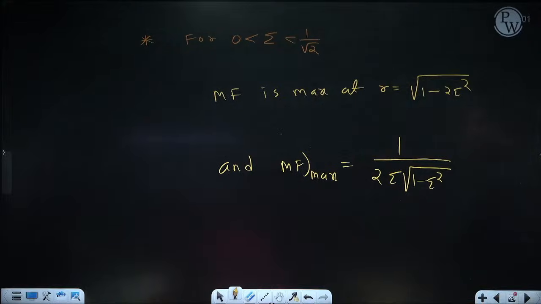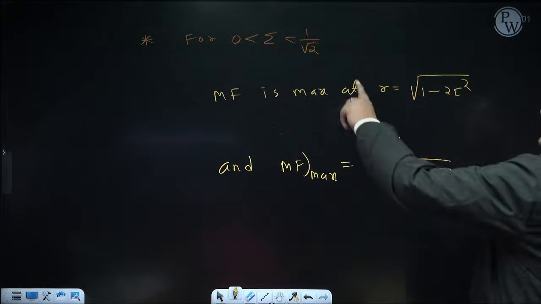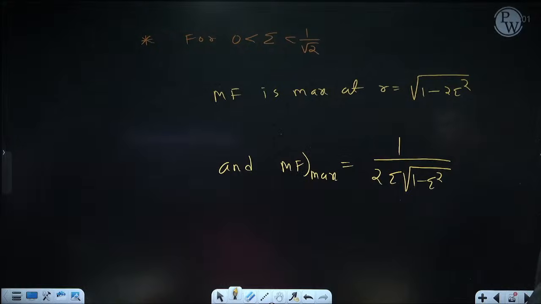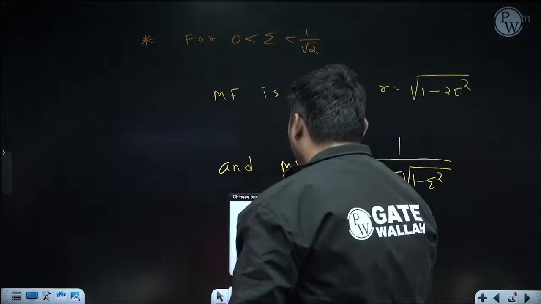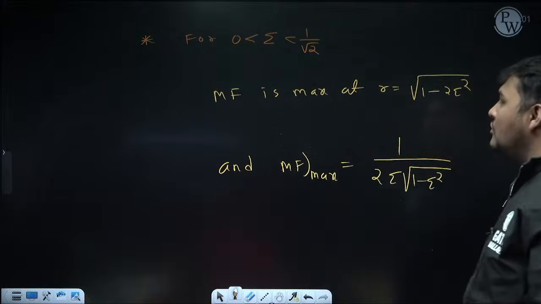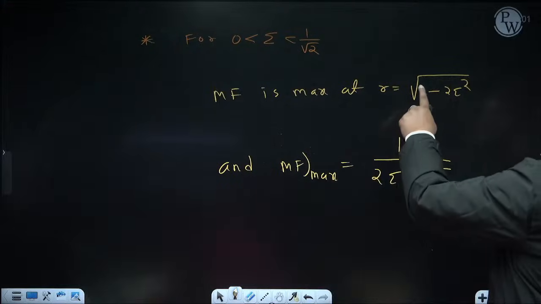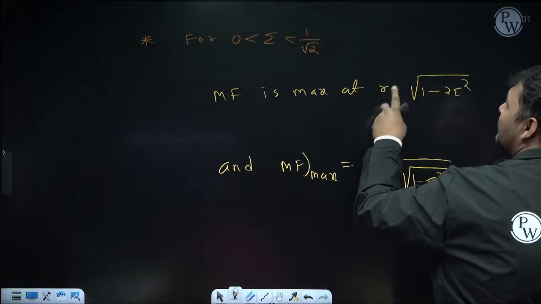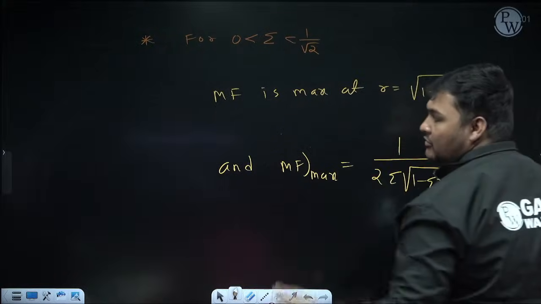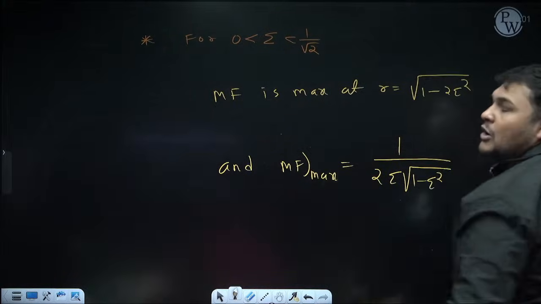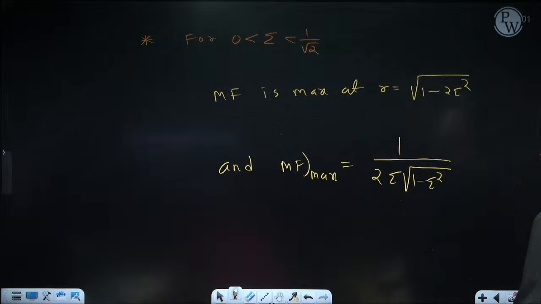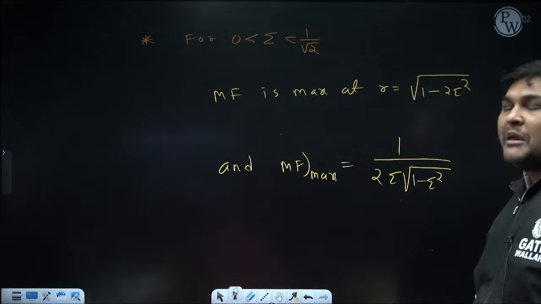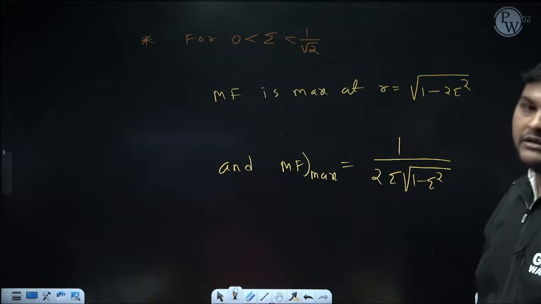Okay, 1 upon 2 zeta, but this equation is only valid for this range. Now with respect to the graph, what are the important points? Between 0 to 1 by root 2, the value of R at which MF is maximum, if you are increasing the zeta, this value of R or this point will shift more towards the left side of R equal to 1. And the maximum value of MF will reduce. Max value of MF will reduce means whatever max value of MF you are getting at zeta equal to 0, now max value of MF for zeta equal to 0.1 will be less than that.